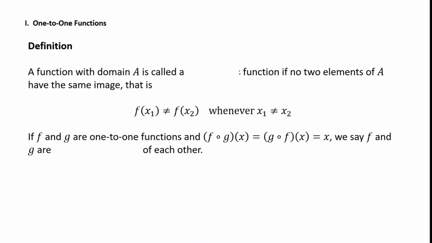So formally, definition: a function with domain A is called a one-to-one function if no two elements of A have the same image. That is, f of x subscript 1 does not equal f of x subscript 2 whenever x subscript 1 does not equal x subscript 2. If f and g are one-to-one functions and f composed with g of x equals g composed with f of x equals x, we say that f and g are inverse functions of each other.